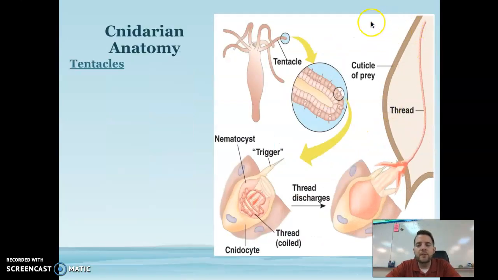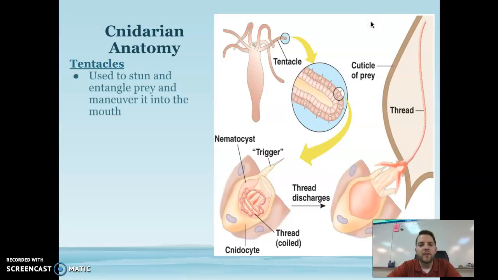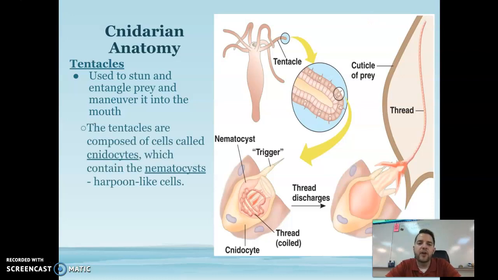So the other big classifying thing about cnidarians is what's on their tentacles. They use their tentacles to stun and tangle their prey, and then they grab it and pull it and put it into their mouth with their tentacle usually. But their tentacles are composed of cells called cnidocytes. And you can see cnido, like cnidarian, this is something unique to only them. Only they have these cnidocytes.